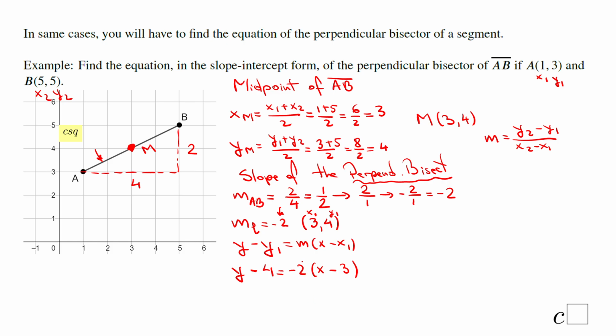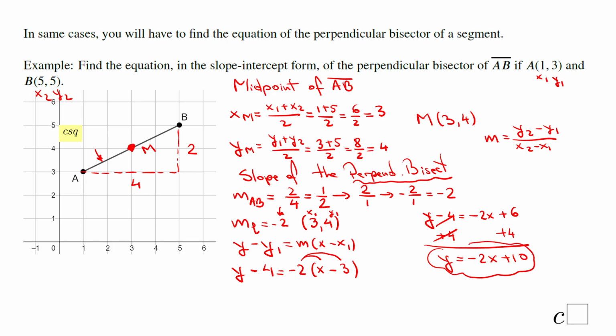We're going to have to do the distributive property here. So we have y minus 4 equals negative 2x plus 6. And the last step is to add 4. And we get y equals negative 2x plus 10. This is the equation of the perpendicular bisector, and let me show you graphically.